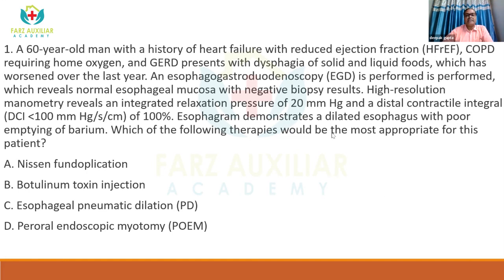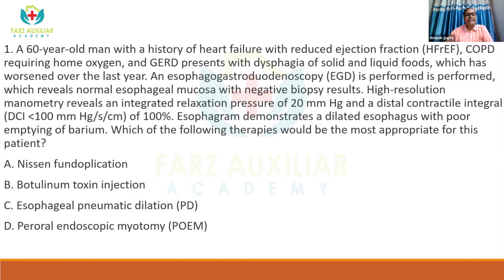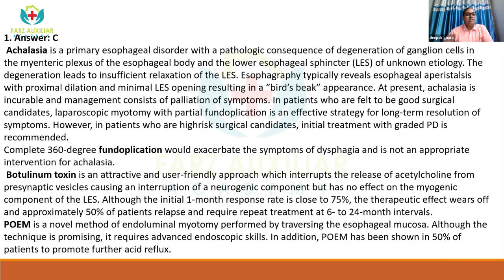Let's see what the answer is. A bit of a tough question this one is. Just 1 minute. So the answer for this is C. What was C? C was esophageal pneumatic dilatation. So achalasia is a primary esophageal disorder with the pathological consequence of degeneration of the ganglionic cells in the myenteric plexuses of the esophageal body and lower esophageal sphincter of unknown etiology. Degeneration leads to insufficient relaxation of the lower esophageal sphincter.